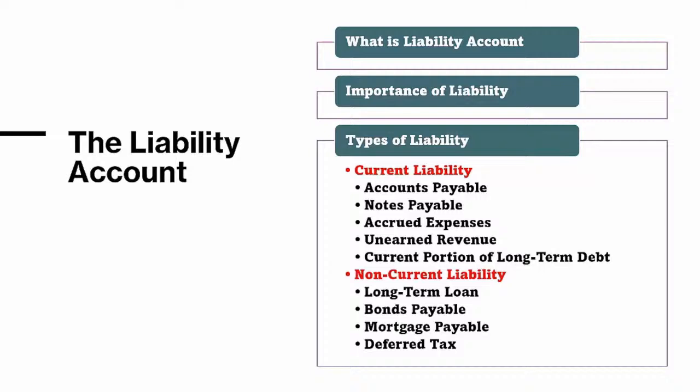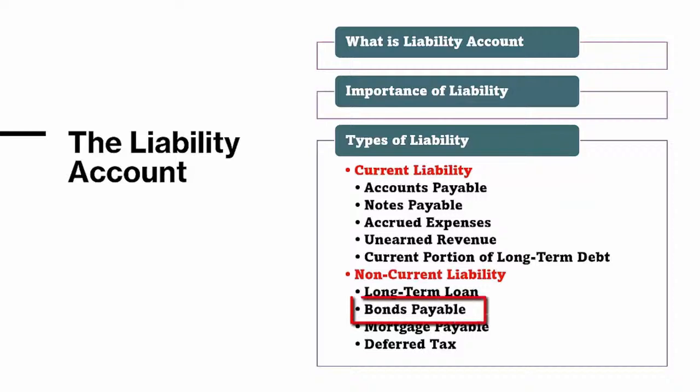2. Non-current liabilities. These are obligations that will be paid over a longer period, typically more than 1 year. Common examples are long-term loans or notes payable, loans that the business has to repay over several years. For example, if the business takes out a loan to purchase equipment, this loan may be paid back over 5 years, making it a non-current liability.